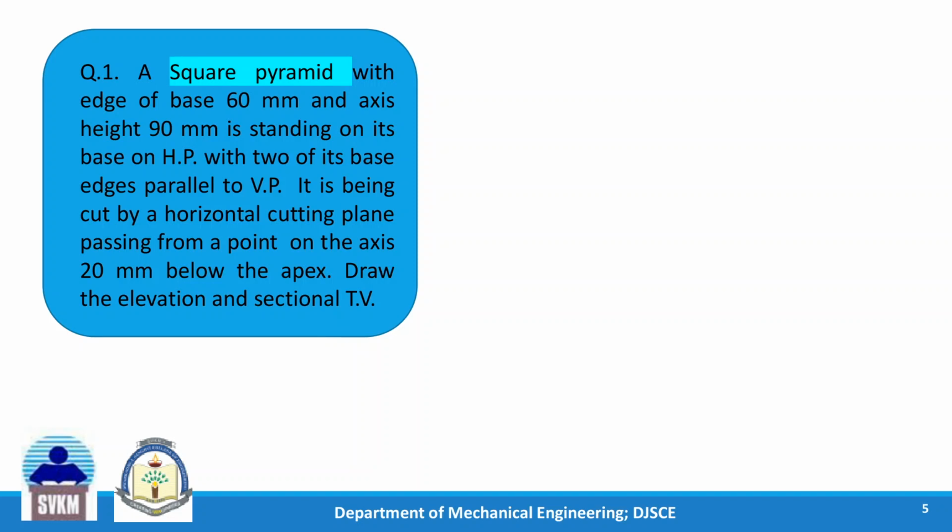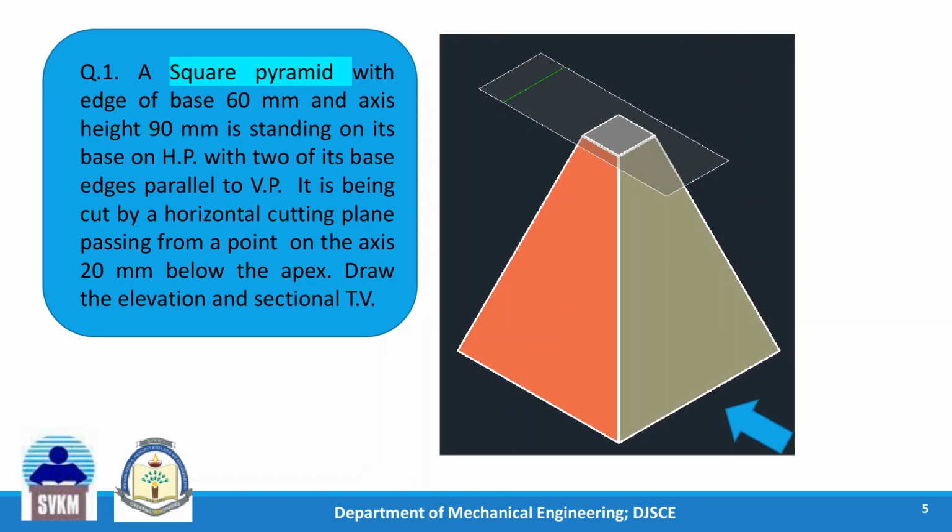So just imagine the solid. You have a pyramid. This is a square pyramid. The square pyramid is standing on HP on its base with two of the edges, this edge and another one, parallel to VP. VP is here on this side and we are observing it from this side for the front view. So it is standing on HP on its base.